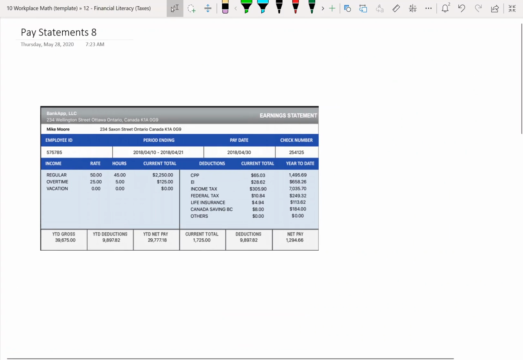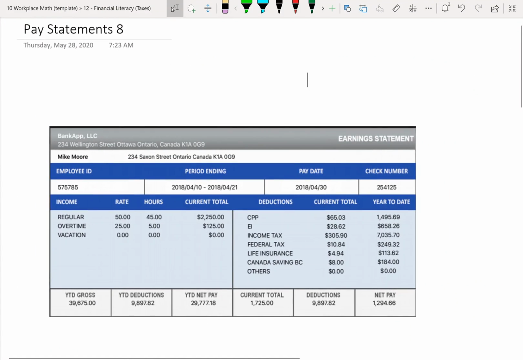All right, this is going to be a pretty quick video compared to the last one. So basically, we're going to talk about pay stubs or pay statements today. So this is an example. It's made up, but it looks pretty similar to the real one. Like I get a pay stub and it looks very similar to this.